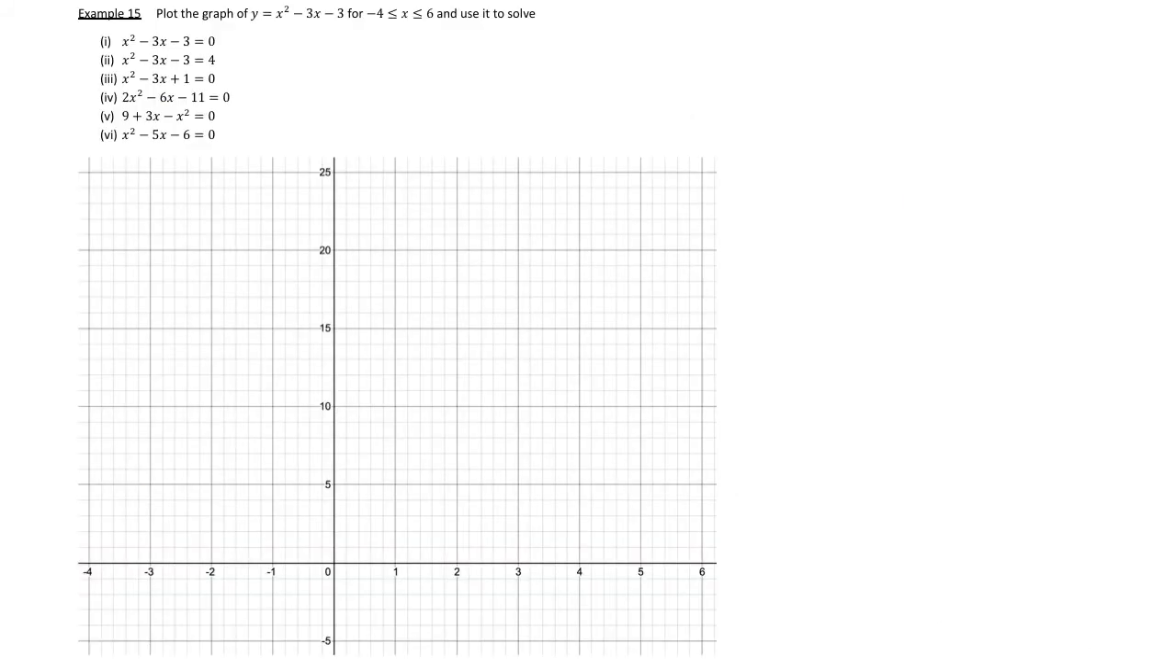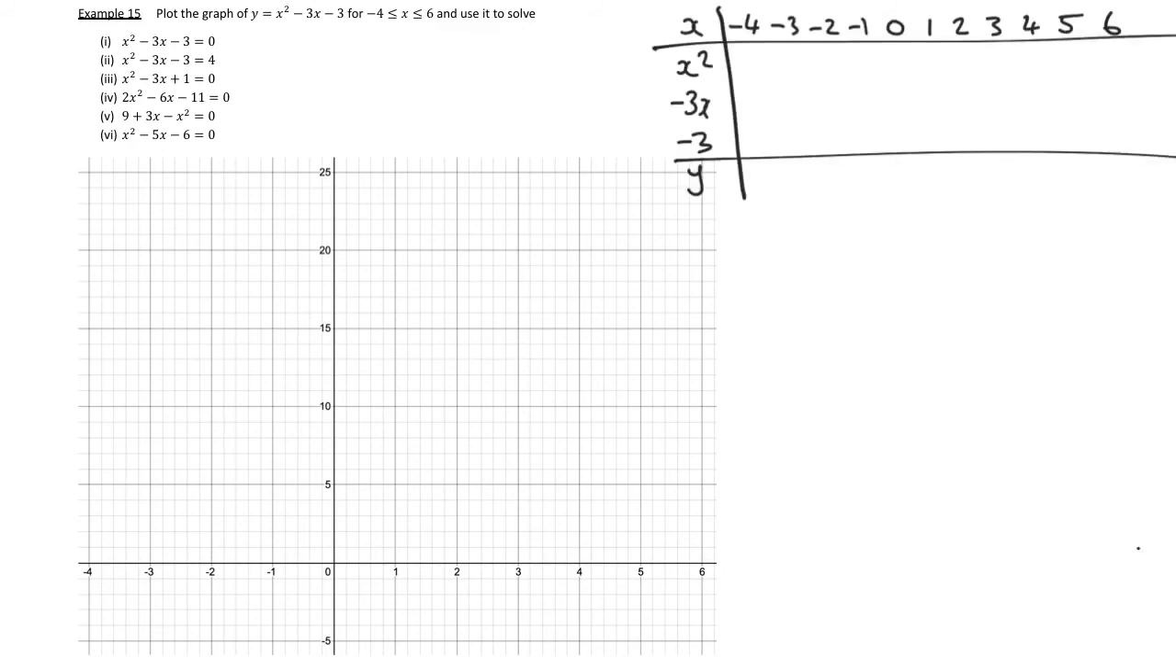Example 15, plot the graph of y equals x squared minus 3x minus 3 for x from minus 4 to 6. So what we need to do for this is draw a table of values. So our table of values will range from minus 4 to 6 because y is made up of x squared minus 3x minus 3. We put these columns in. So we need to work out all the x squared values.